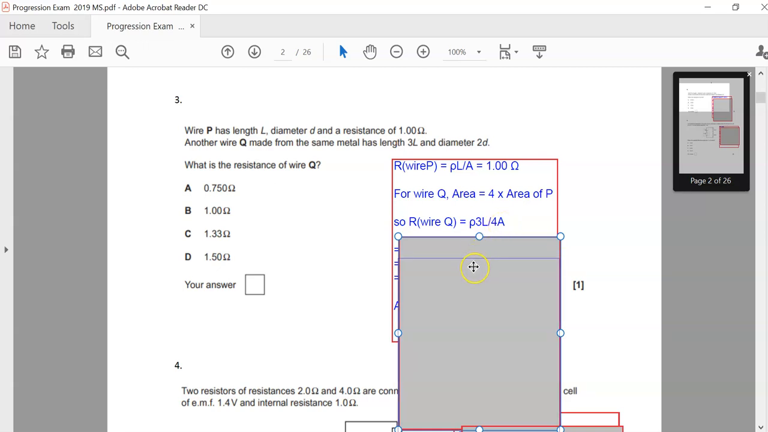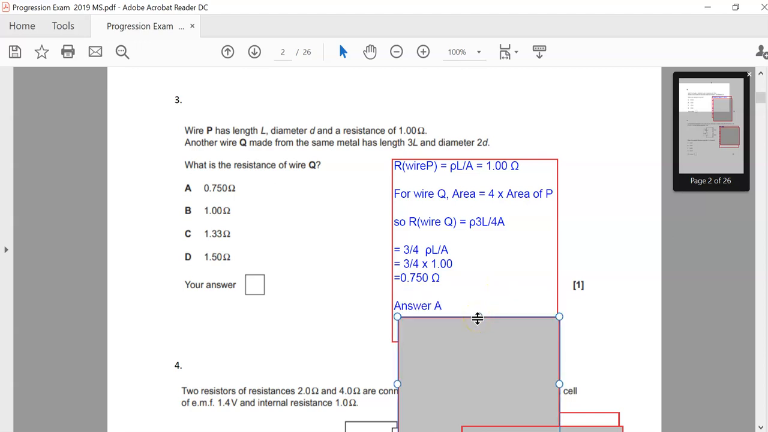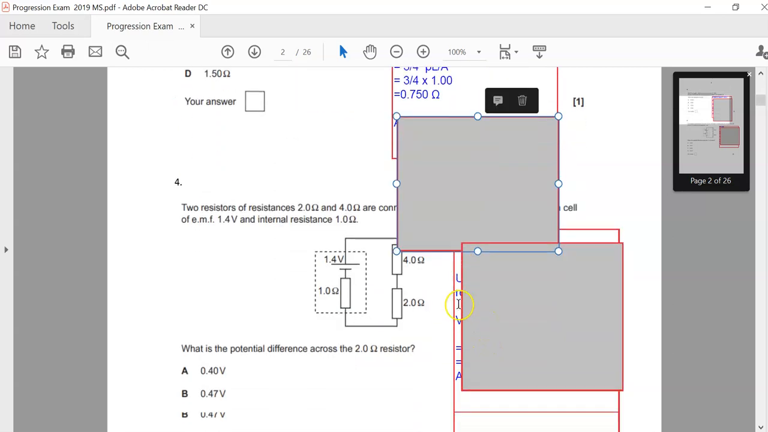That is the same as writing, we just take out the 3 and the 4, 3/4 of rho L over A, and we already know that rho L over A is 1 ohm. So we're pretty much there now. We know that our answer is going to be 3/4 of 1 ohm, which is 0.750 ohms, and therefore this one is answer A. Okay, so let's go on to number 4.